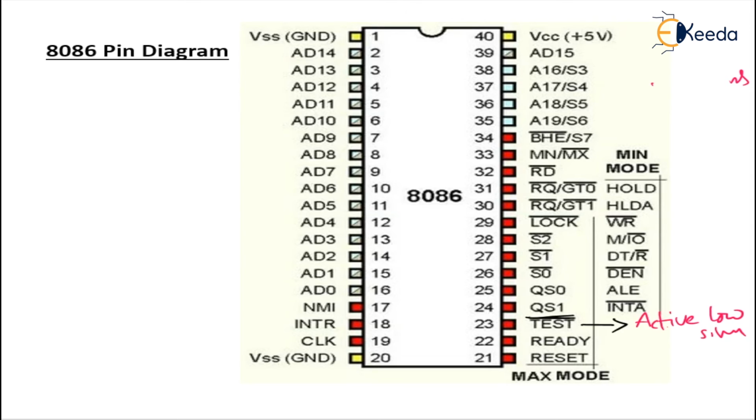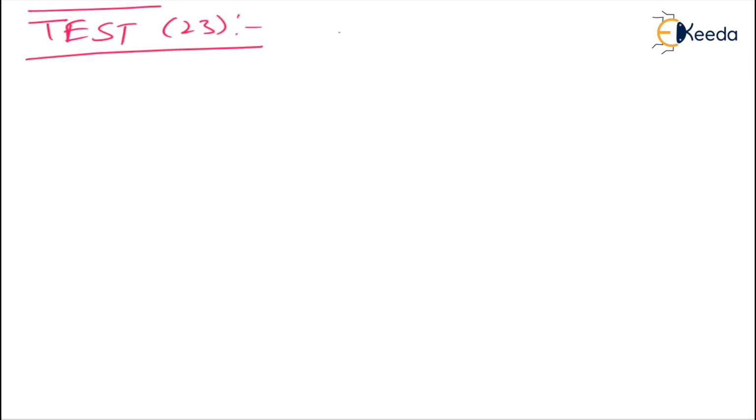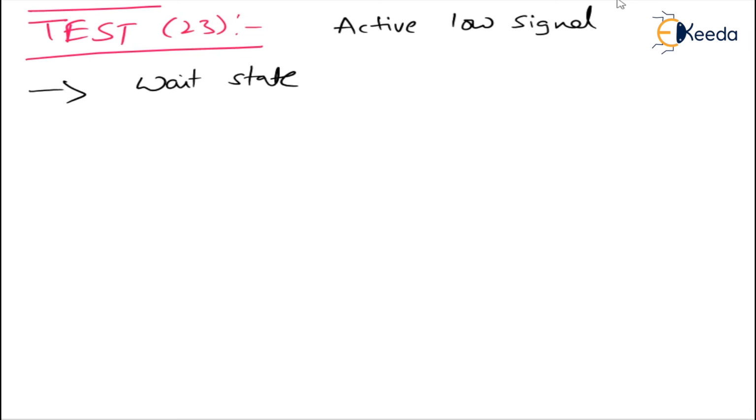The signal is like a wait state. Remember, the signal represents a wait state. TEST bar, what is the pin number? Pin number 23. And this is an active low signal. That means when the signal is high, the processor has to wait for the idle state.